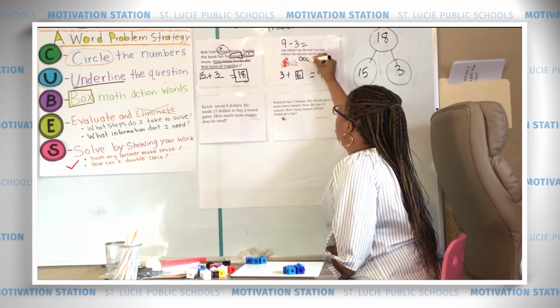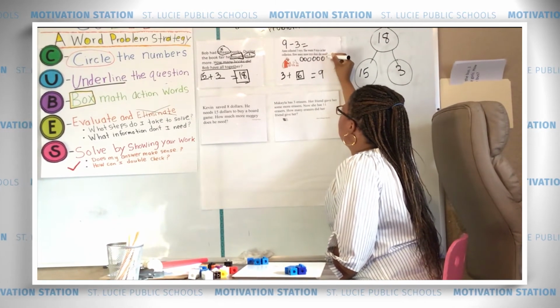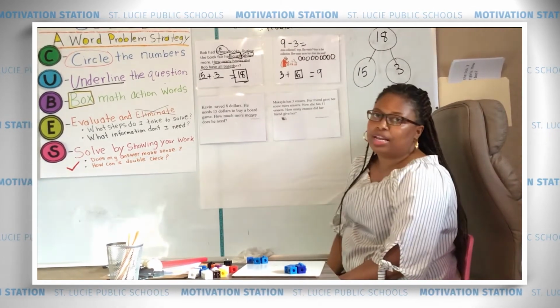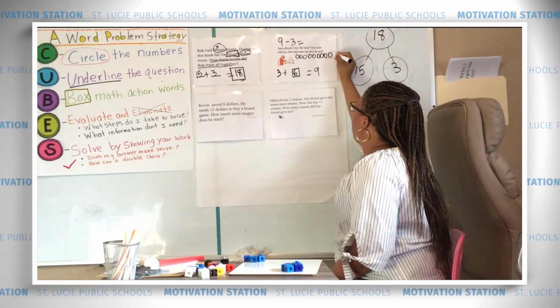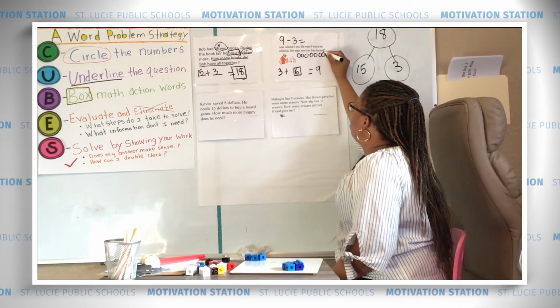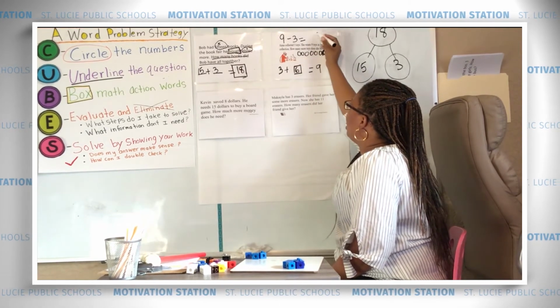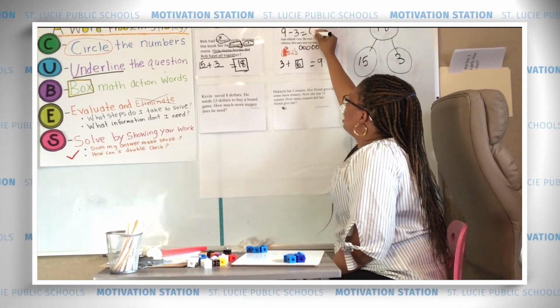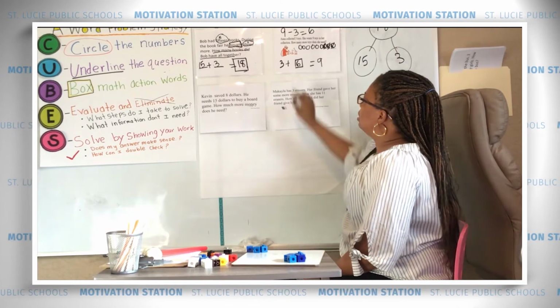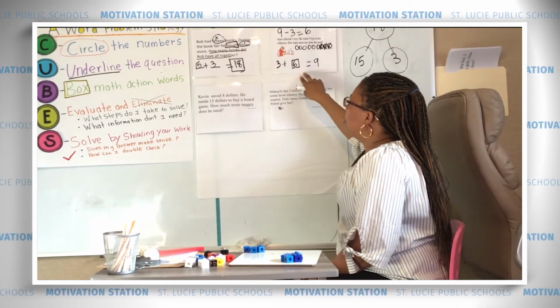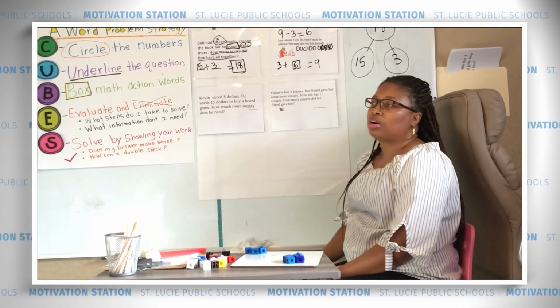Let me go ahead and draw my picture. 1, 2, 3, 4, 5, 6, 7, 8, 9. And how many do I need to take away? I take away 3. 1, 2, 3. And if I take away the 3, then I should have 6 left, boys and girls. So same 6 I had here. So she needs 6 more toys to complete her collection.